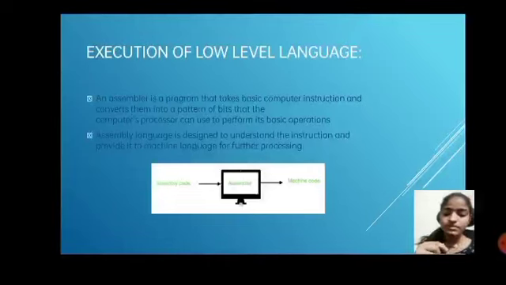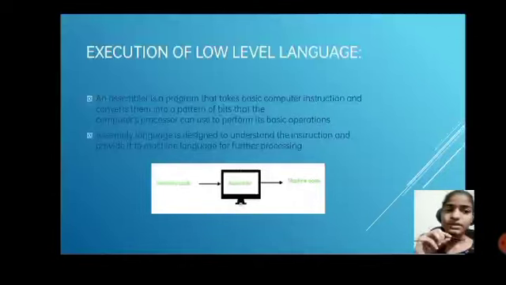Assembly language is designed to understand instructions and provide them to the machine language for further processing. Assembly language and machine language are two low level programming languages. Assembly language can be understood by humans, and this code will be converted into machine code using an assembler.